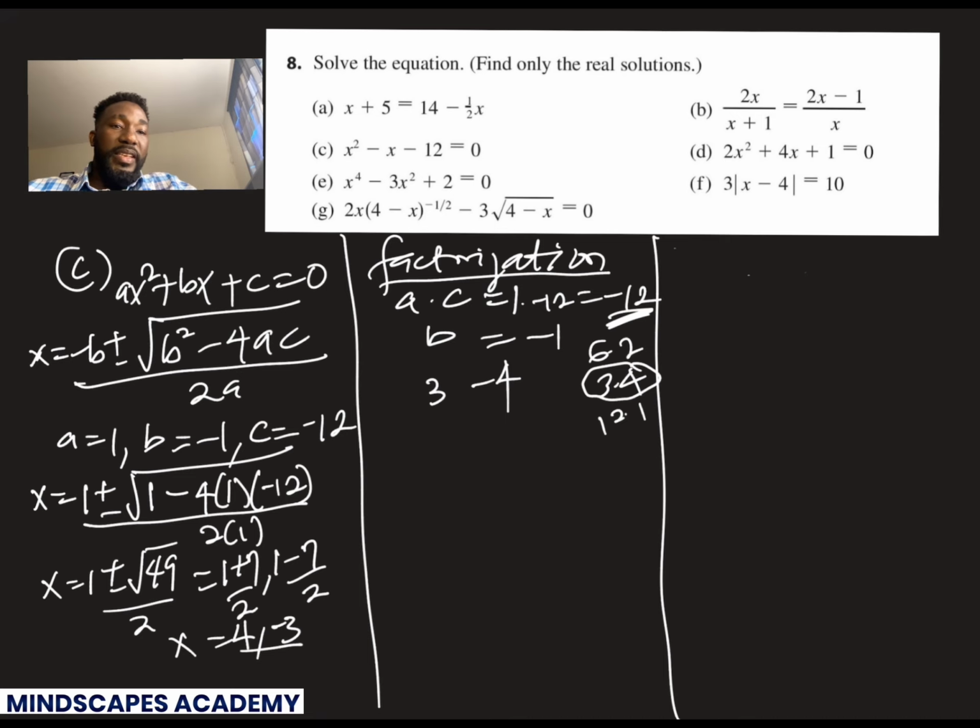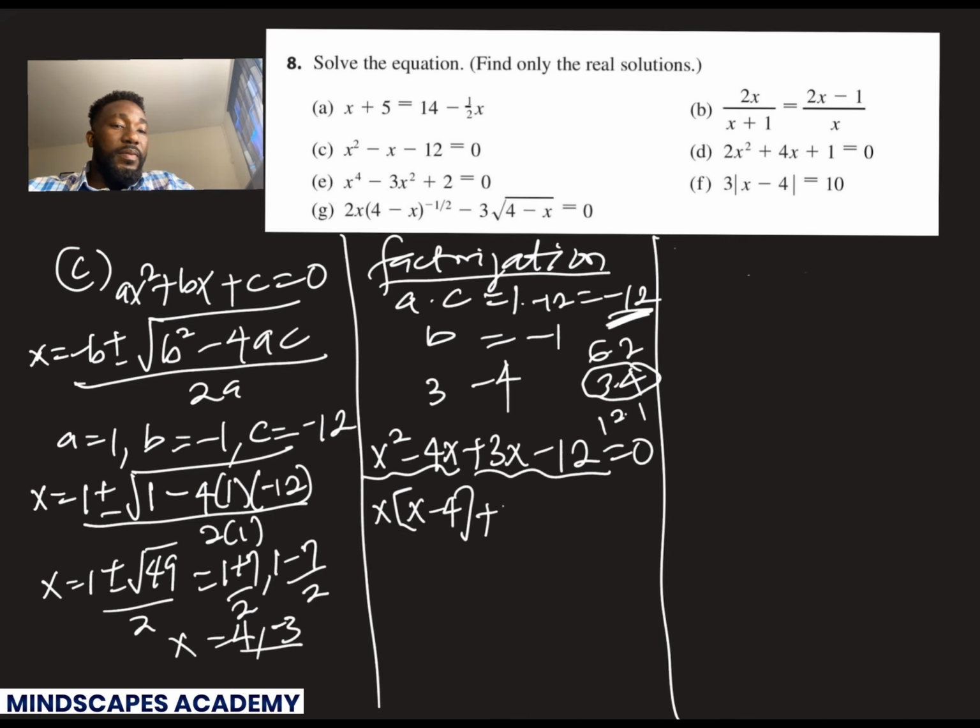So now whenever you have a problem like this, you write your equation like this: x squared minus 4x plus 3x minus 12 equals 0. Negative 4x plus 3x is still negative x, so it's the same thing. You group the first two terms and the last two terms. In the first, x is common: x(x minus 4). In the second, 3 is common: 3(x minus 4). Now x minus 4 is common to both, so you take x minus 4 outside. From the first part you are left with x, and from the second part you are left with positive 3.